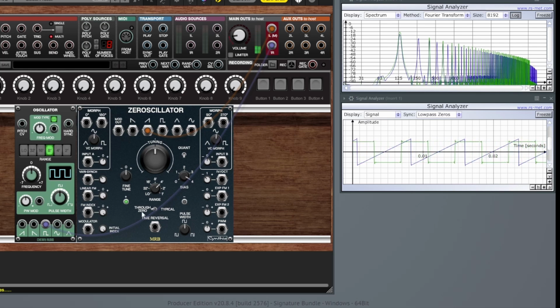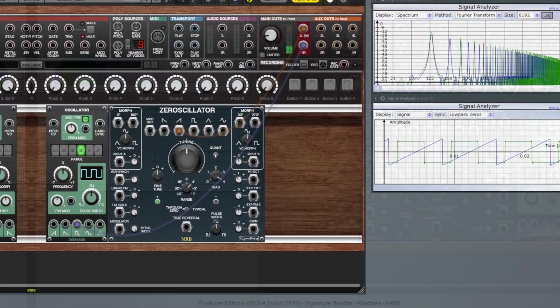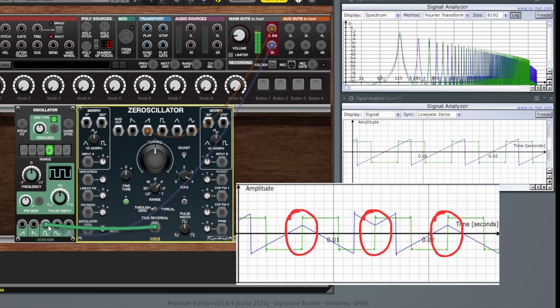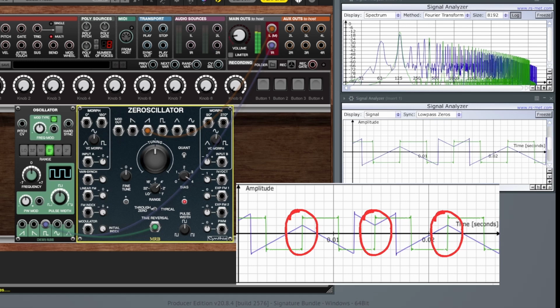The green line is the modulating square wave, the blue one is the wave coming from the Zeroscillator. When I patch the square wave in the time reversal jack, we see that with every beginning cycle of the square wave, every jump to the maximum position, a positive level, the Zeroscillator's saw wave is forced to reverse its development.